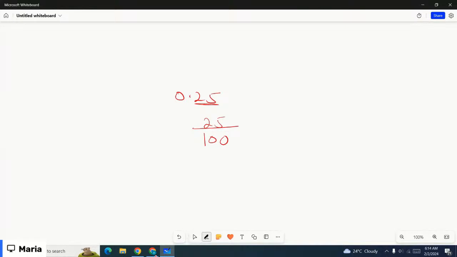Just for you. You have to find a common number that can divide both 25 and 100. So which number is it?